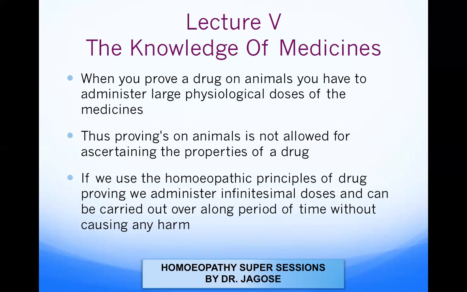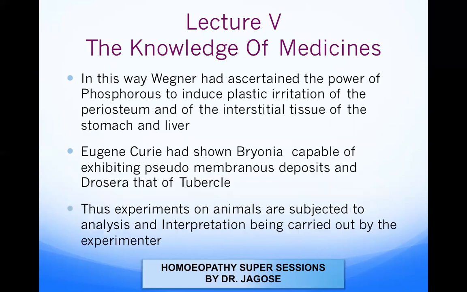If we use the homeopathic principles of drug proving, we administer an infinitesimal dose, and it can be carried out over a long period of time without causing any harm. So naturally, if you use large physiological doses on animals over a period of time, you may kill the animal, or it may be toxic to the animal, and the animal may die. Whereas in homeopathy, we are using very minute doses, known as infinitesimal doses, and you can carry on for a considerable period of time without causing any harm, because the dose is extremely small.